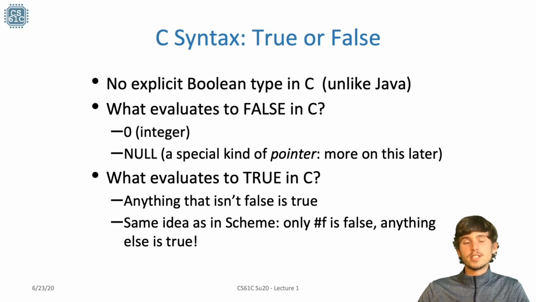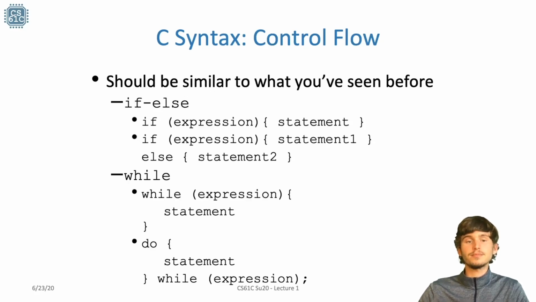So anything that is non-zero essentially is true. This is the exact same idea as Scheme, where the only false value is false and then anything else is true. Next, let's get into some control flow of C.